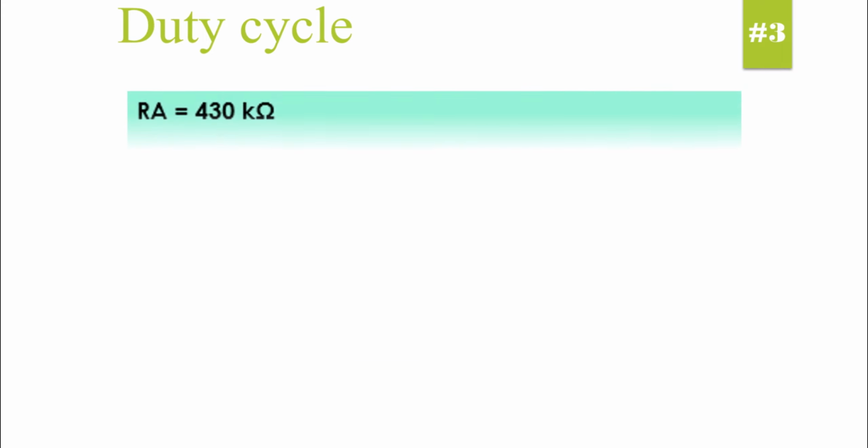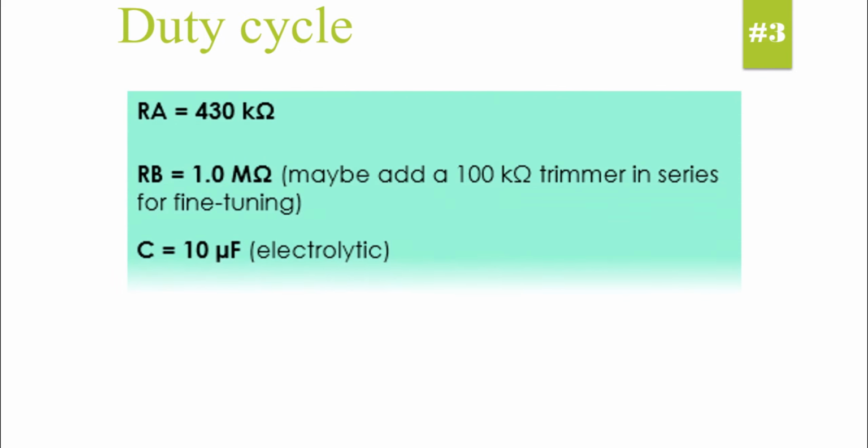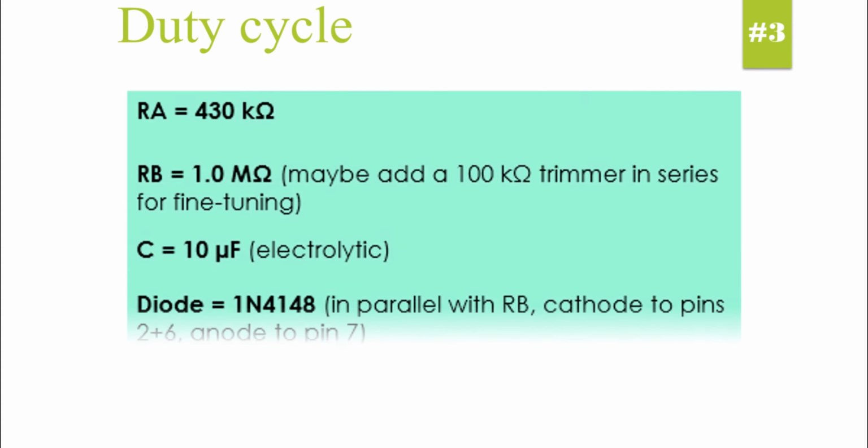RA equals 430 kilo ohm. RB equals 1 mega ohm. Let's pick a practical capacitor. Say C equals 10 microfarads. Diode, in parallel with RB, cathode to pins 2 and 6, anode to pin 7.